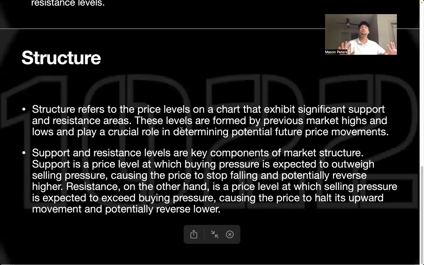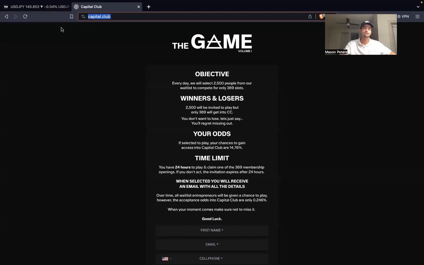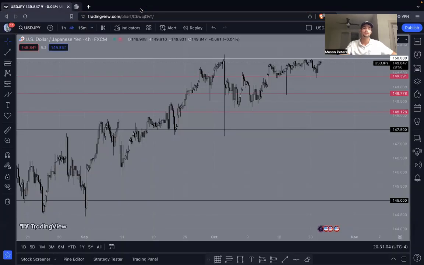Structure is simply support and resistance. We don't have to talk much about that because they call it so many different things in the trading world. You have support and resistance, you have structure, you have supply and demand. It's all relatively the same thing. It really is just the history and the data of price, and being able to use that to determine future price. So let's just go ahead and get right into it.